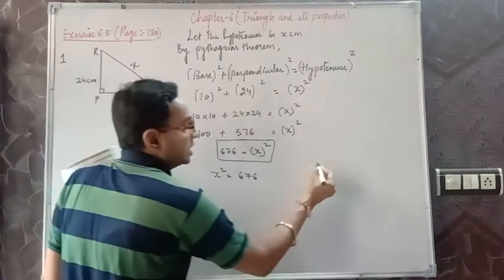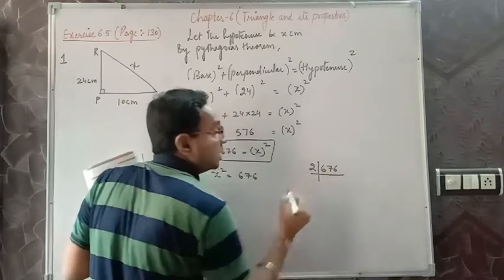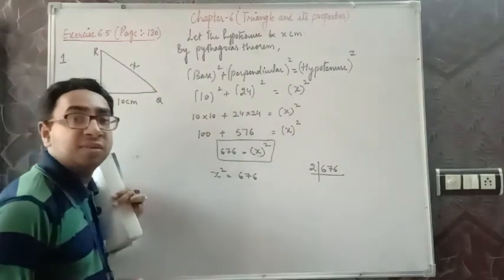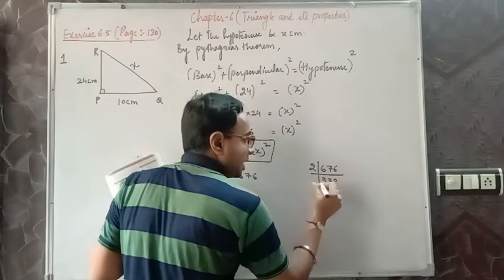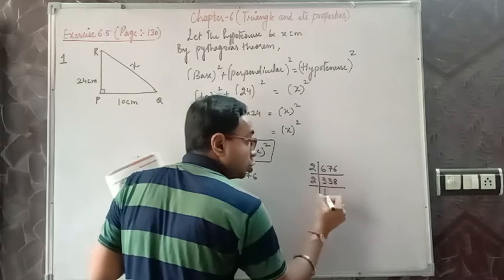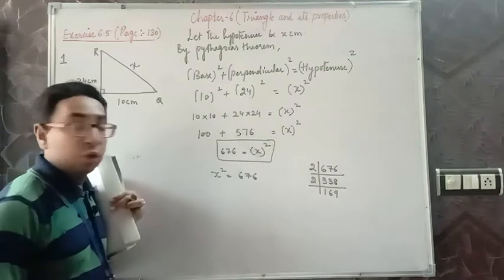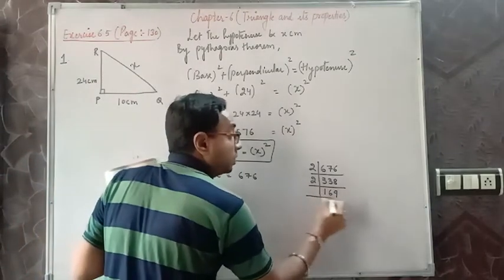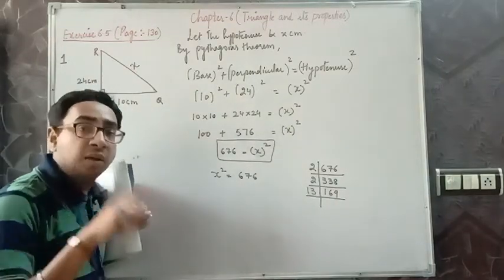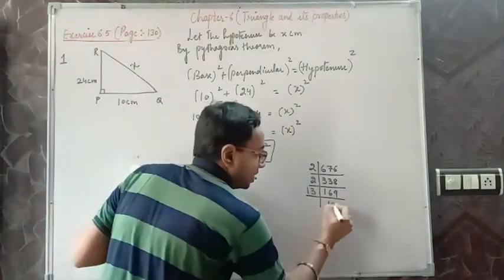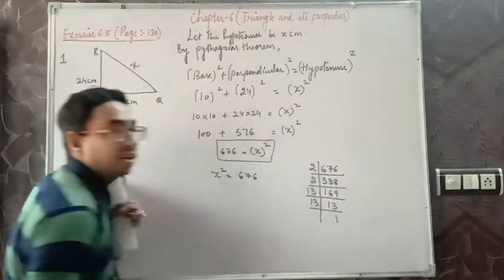How to solve? Just understand. 676 will be solved by the prime factorization method. Divide by 2, we get 338, divide by 2 again, we get 169. Yes or no? Now you know that 13 into 13 is 169. Again, 13 into 1 is 13 only. This is the prime factorization I am getting.